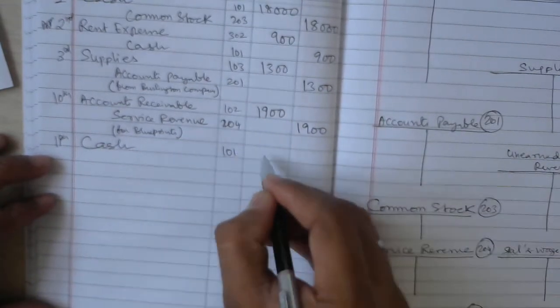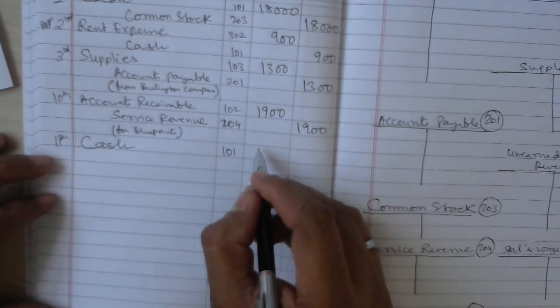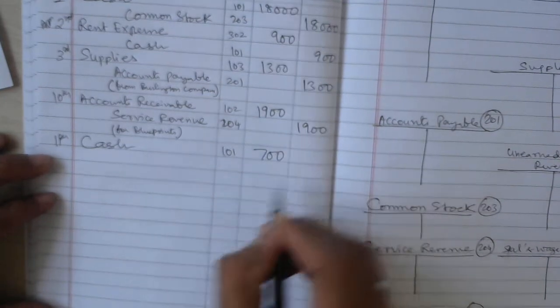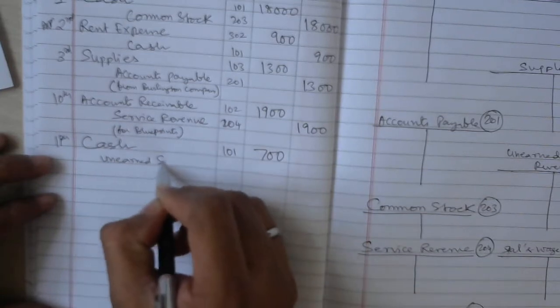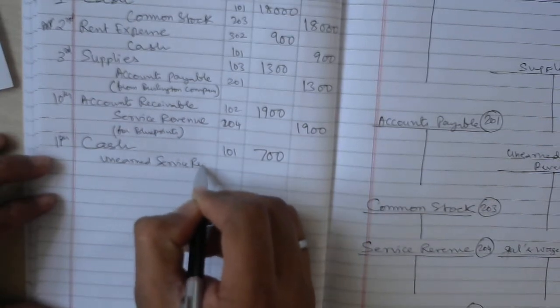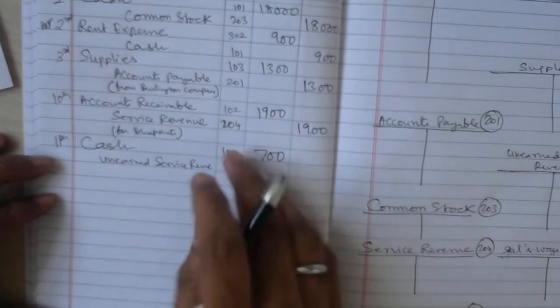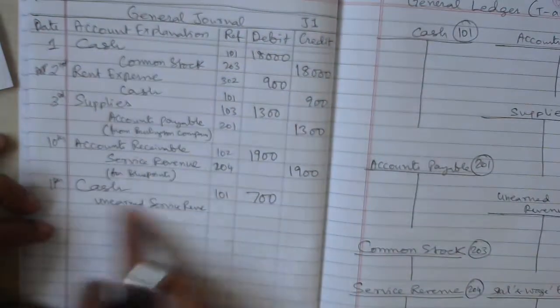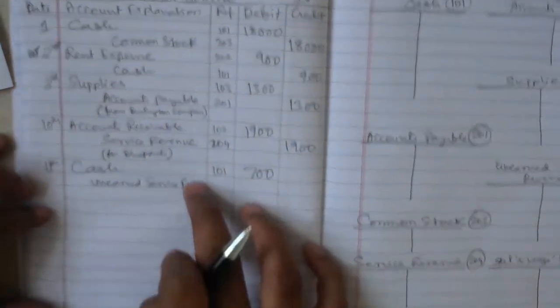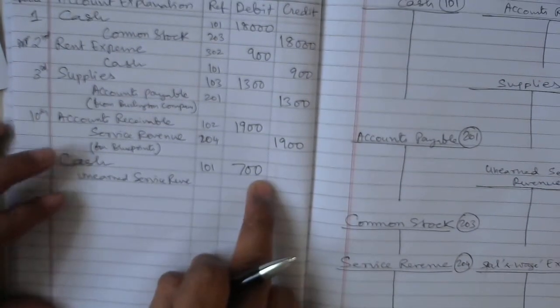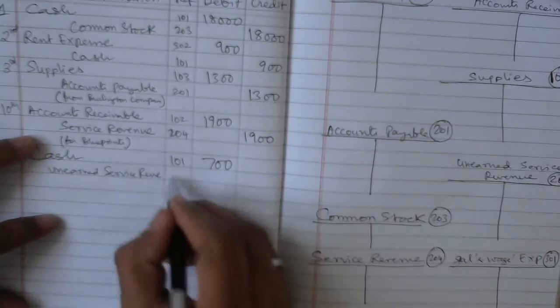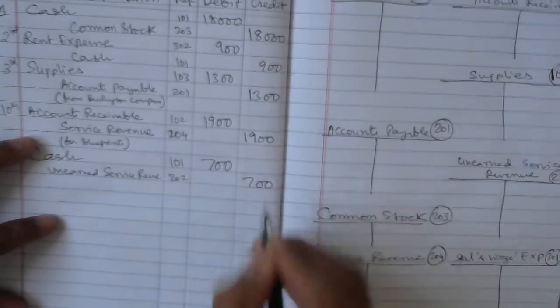Cash is 101, and it is debited by $700. Now unearned service revenue. So in the month of April, you are not doing this. You will be doing it sometime in future. So that's why here we will record it as an unearned service revenue, and that code was 202 and 700 will be the amount.